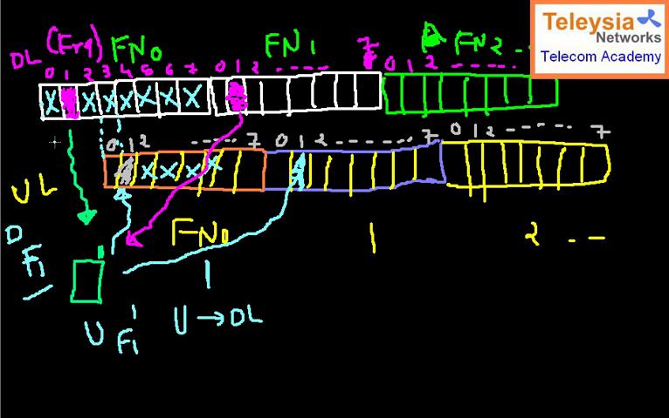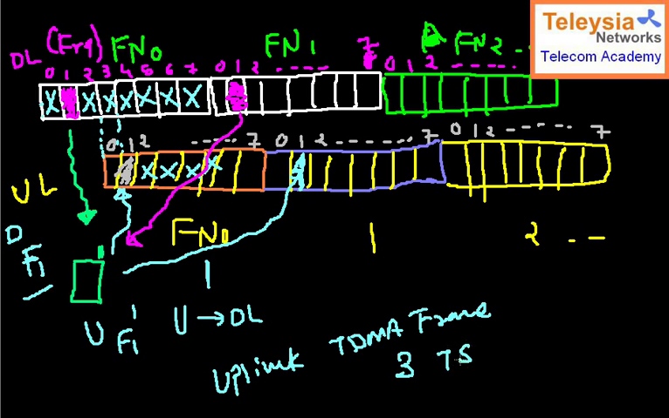Your uplink TDMA frame has a 3 time slot delay, right? Your uplink TDMA frame has a 3 time slot delay, and the primary reason behind that is that the mobile has only one RF circuit. We have only one antenna, we have only one oscillator.